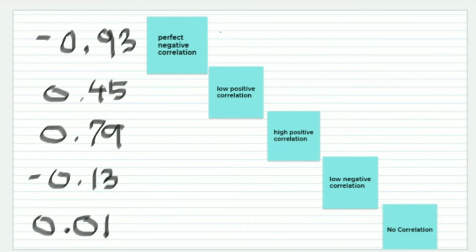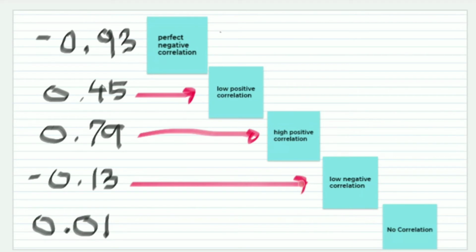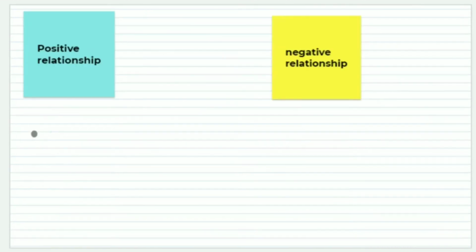So let me explain the answers. -0.93 is greater than 0.9 in magnitude, so it is a perfect negative correlation because of the negative sign. 0.45 is a low positive correlation because it is less than 0.5. 0.79 is high positive. -0.13 is low negative correlation, and 0.01 is no correlation because it is almost 0. Clear? Okay, summary.